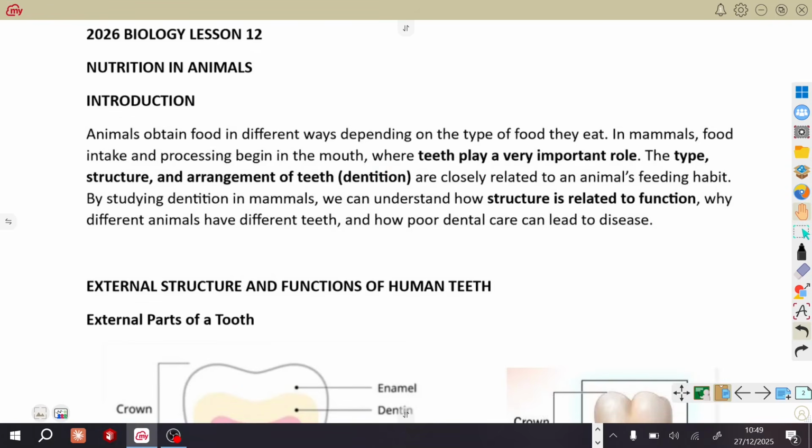This is the 2026 biology lesson number 12. Okay, so our 2026 biology lesson number 12 is on nutrition in animals. And remember, when we are talking about nutrition, we are talking about how food nutrients are obtained into an animal's body. So nutrition is going to talk about how animals obtain their food from the outside environment into their body.